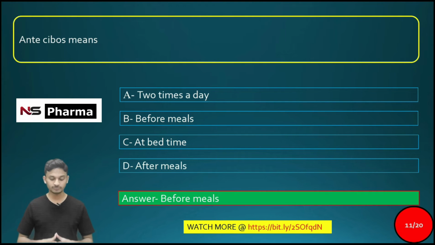Now we will see each option. The first option, 2 times per day, is BID, bis in die, that is called 2 times a day. The next one, before meals, is ante cibum. The third option, at bedtime, is HS. Okay, HS is at bedtime.